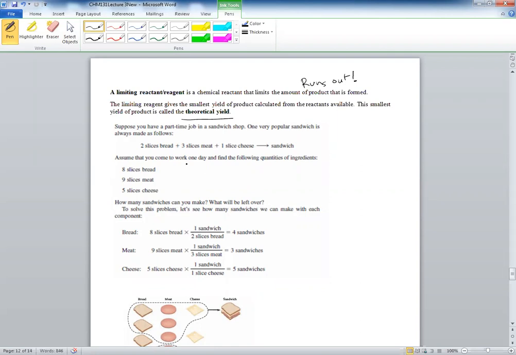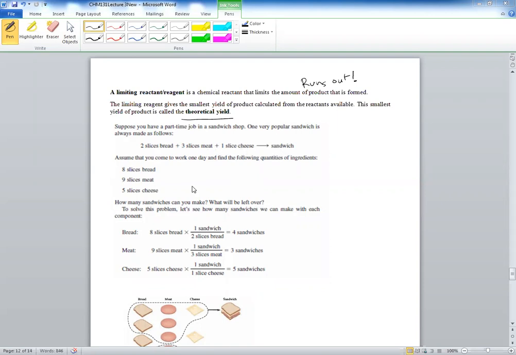You want to have a part-time job in a sandwich shop. And one very popular sandwich is always as follows. You have 2 slices of bread, 3 slices of meat, and 1 slice of cheese. That makes 1 sandwich. So it looks like a chemical equation.